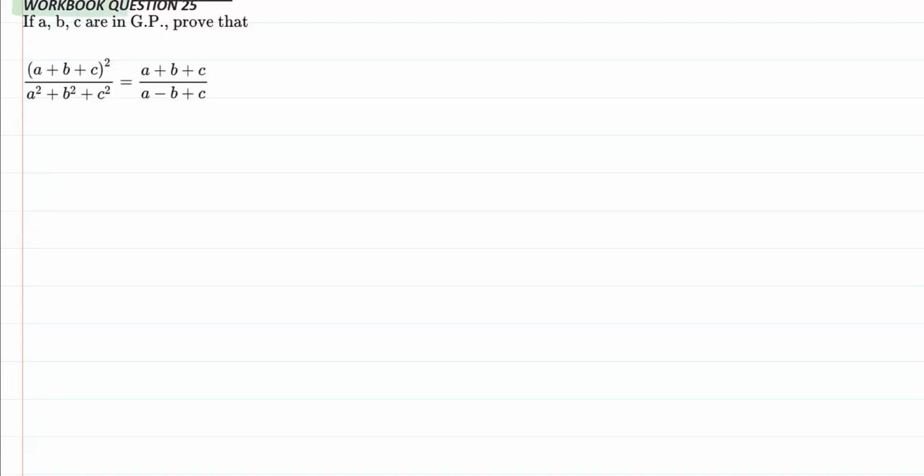This is question number 25 from the workbook. It says A, B, C are in GP, and we have to prove this relation between the LHS and RHS. We know that the first three terms of a GP are a, ar, and ar square, with A being a, the second term B being ar, and the third term C being ar square. So we will replace A with a, B with ar and C with ar square in the LHS and RHS.